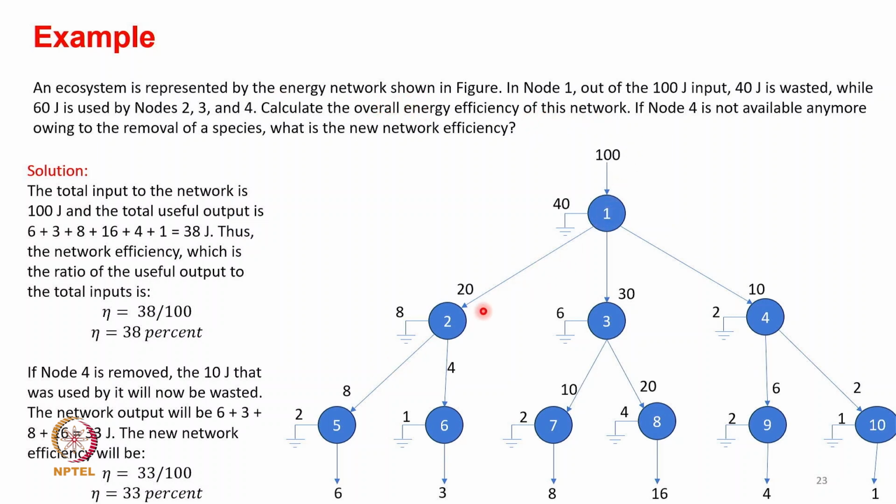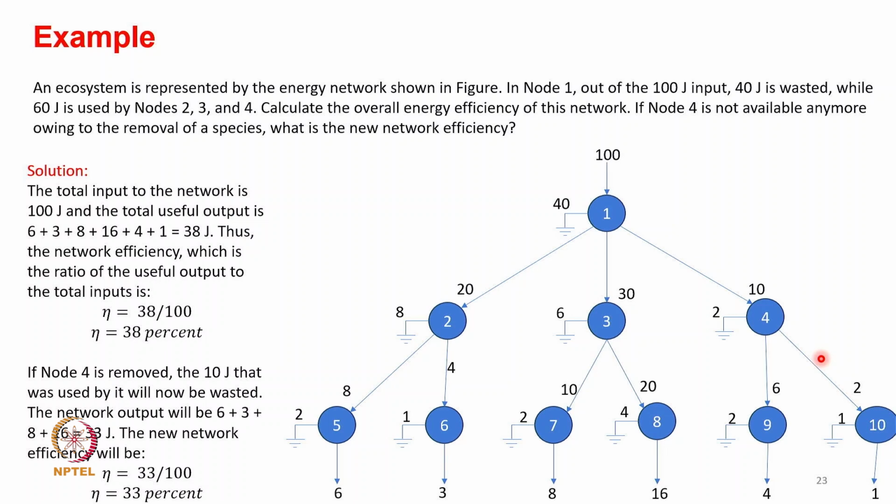So you have multiple nodes, node 1, 2, 3, 4, 5, 6, 7, 8, 9, 10. So what is happening in node 1? In 100 joule input, 40 joule is wasted, while 60 joule is used by the nodes 2, 3 and 4. 20 plus 30 plus 10 is 60. Fine. And the question is, calculate the overall energy efficiency of the network if node 4 is not available anymore owing to the removal of the species, and what is the new network efficiency.